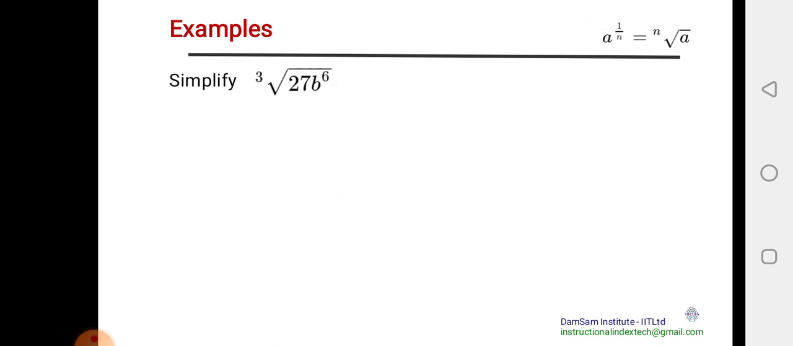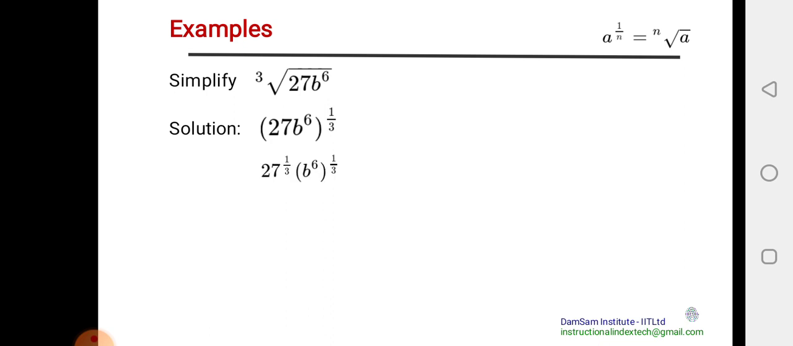So the next one is a raised to power 1 over n is equal to nth root of a. So we can have that expressed as, when we have cube root of 27b raised to power 6, that would operate the power on all the magnitude inside that root value. So it's going to be 1 over 3 at the power. And please, we have to be very careful at this.